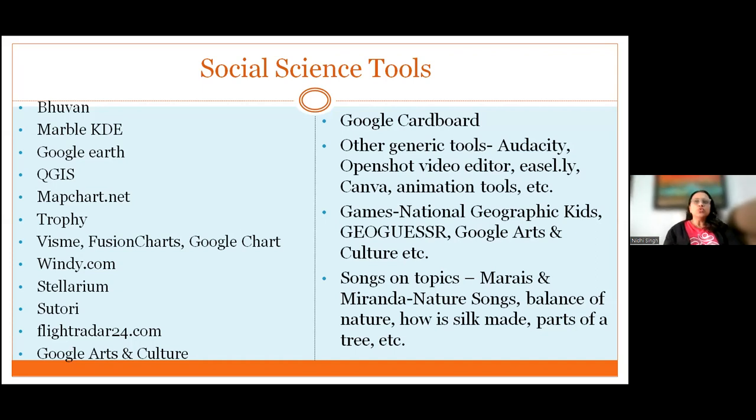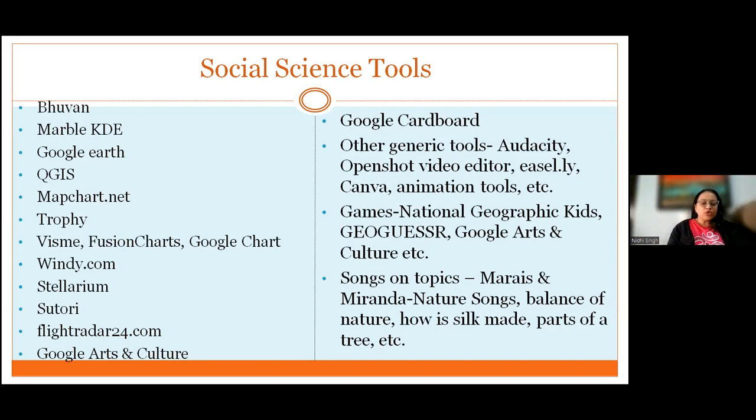Mapchart.net is another tool where you create a map in an interactive way, and you can also involve your students in making a map in one of the classes. So they will also be interested in doing so. Then you have Trophy. Trophy you can call an online library where you can store various pictures, and then you can use them later for your own purpose, or for your research work, or for your teaching process.